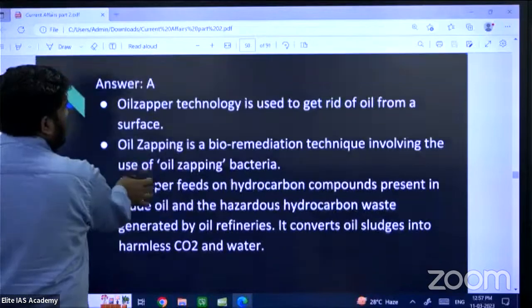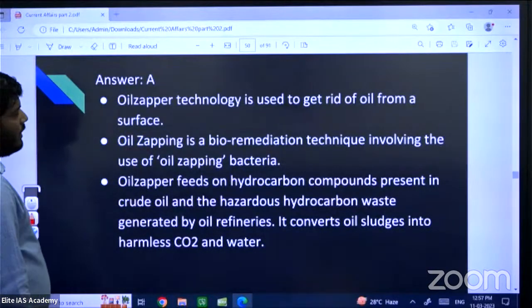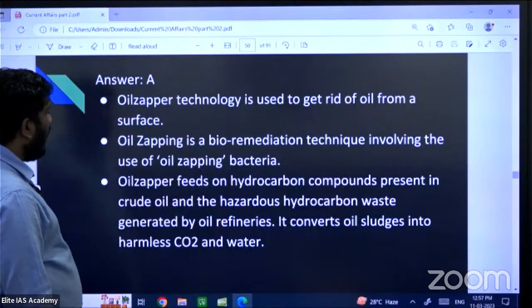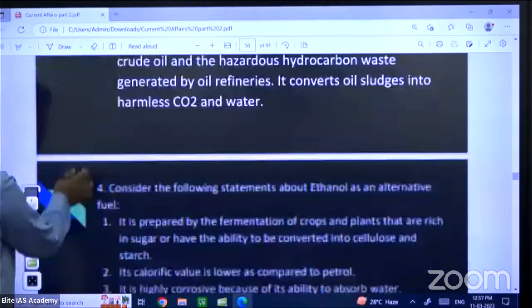Oil vapor technology used to get rid of oil from the surface. Oil vaping is a bioremedial technique involving the use of oil vaping bacteria. So this was in the news. Moving to the next topic.